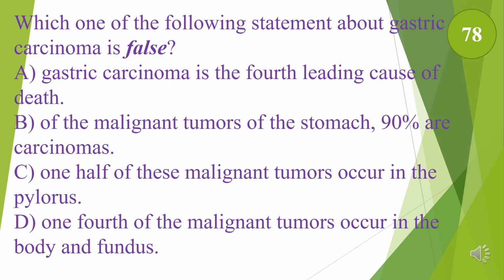Which one of the following statements about gastric carcinoma is false? A. Gastric carcinoma is the fourth leading cause of death. B. Of the malignant tumors of the stomach, 90% are carcinomas. C. One half of these malignant tumors occur in the pylorus. D. One quarter of the malignant tumors occur in the body and fundus. The answer is A. It's not the fourth, it's the sixth leading cause of death.